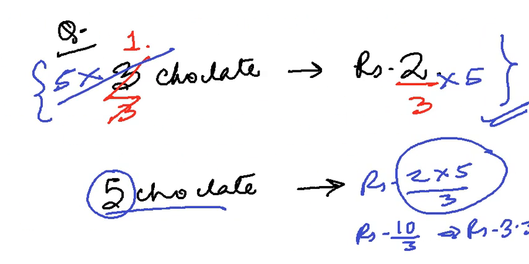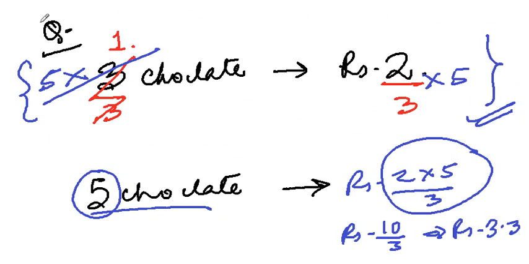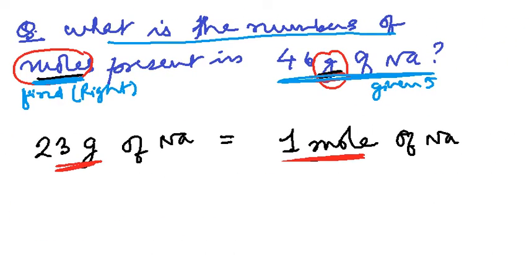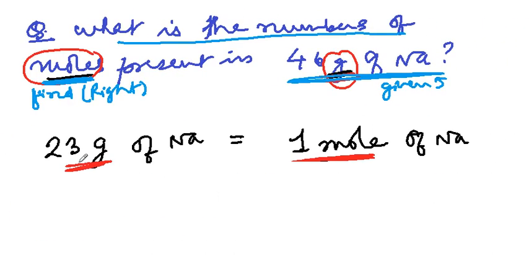Here we had a scenario like this: 3 chocolates cost you 2 rupees, 5 chocolates will cost you how much? Now exactly like that, what we have is 23 gram of sodium is 1 mole of sodium. Now 46 gram of sodium would be equal to how many mole of sodium? This is the question that we have.